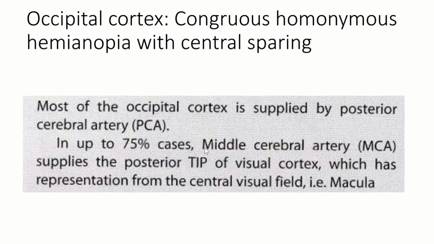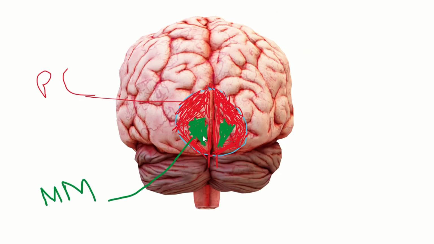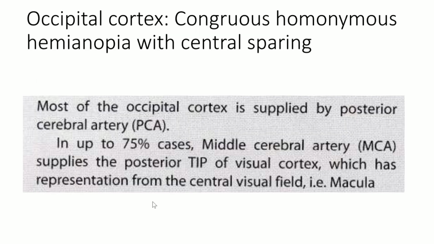In up to 75% of cases, the middle cerebral artery supplies the posterior tip of the visual cortex, which has representation from the central visual field called the macula. So why is it called the macular area? Because it gets some of the very precise visual impulses for the macula in this part. That is the reason why it is known as the macular area. It gives the representation from the central visual field called the macula.